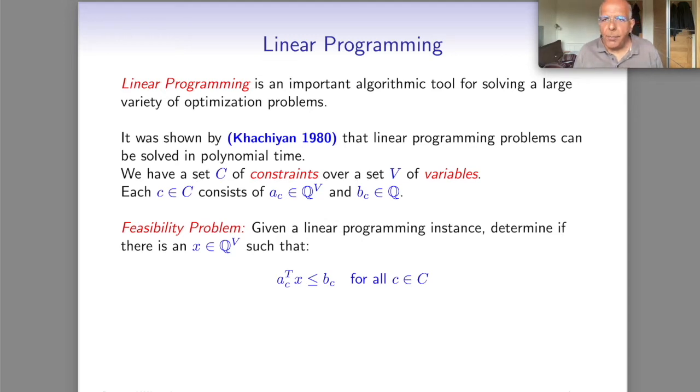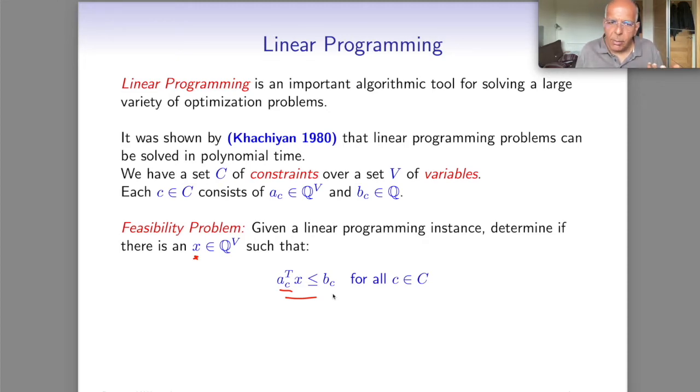And what is the problem? We can think of this as a decision problem, which is what we call the feasibility problem, to determine if there is a rational vector which satisfies all the constraints simultaneously. To satisfy a constraint means exactly this: you take the inner product of this vector x with the vector of coefficients, so the T is for transpose, and that should be bounded by the right-hand side of the constraint. So the feasibility problem is a decision problem. It gives you a yes or no answer.